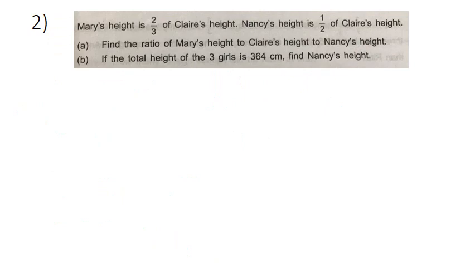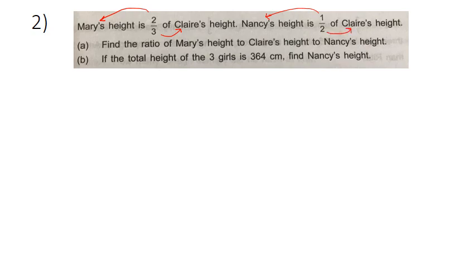Next question. Now let's take a look at it. Mary's height is 2/3 of Claire's height. Nancy's height is half of Claire's height. Find the ratio of Mary's height to Claire's height to Nancy's height. So in the question, they mention Mary's height 2/3 of Claire's height. 2 units go to Mary and 3 units go to Claire. 1 unit goes to Nancy. 2 units goes to Claire.